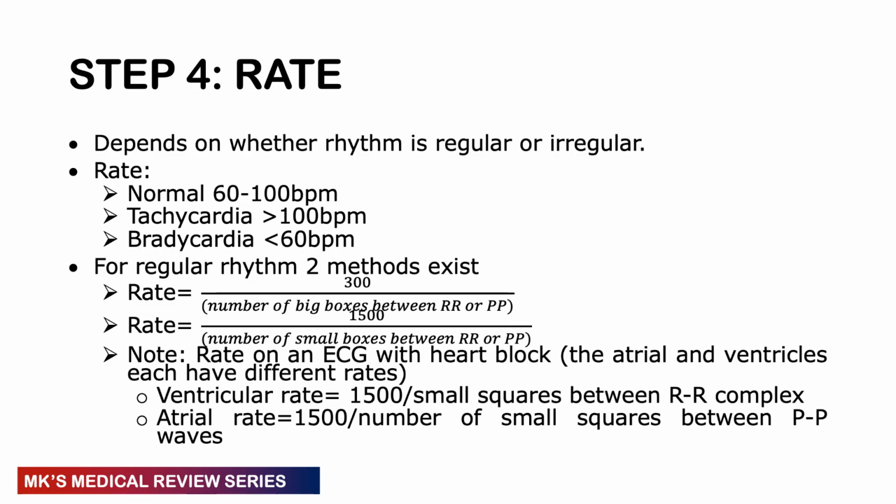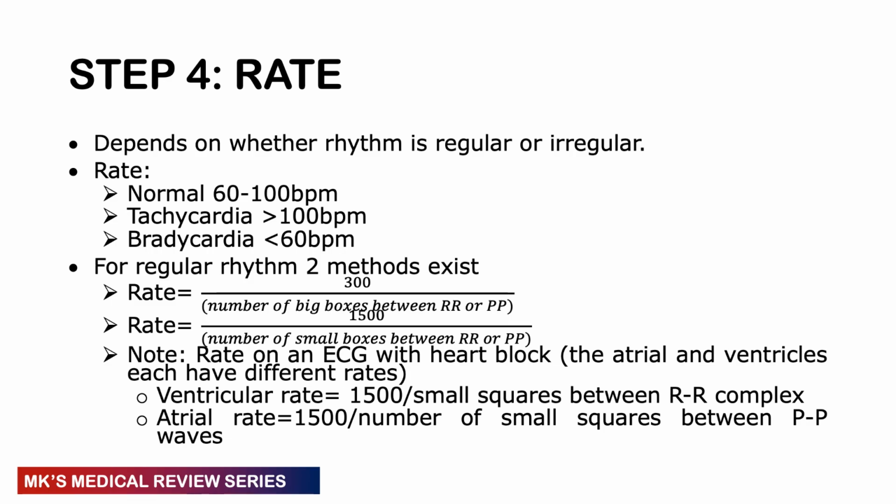I like to use the one which uses the small boxes. You simply say 1500 divided by the number of small boxes between either the RR intervals or the PP intervals. Then if there are big boxes in between these waves, we'll use 300 divided by the number of big boxes between the RR or PP intervals.